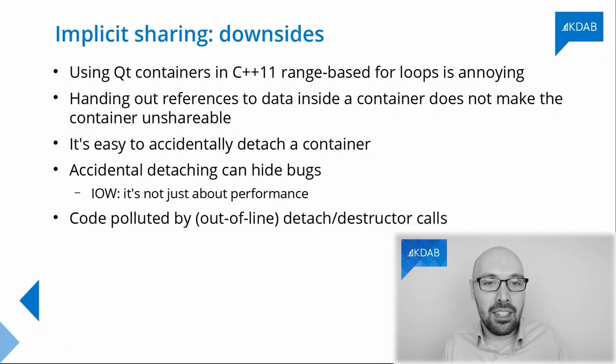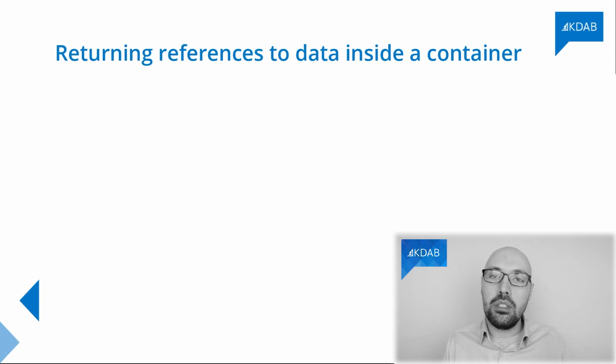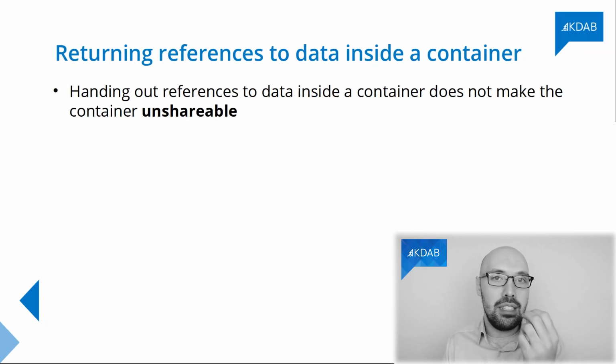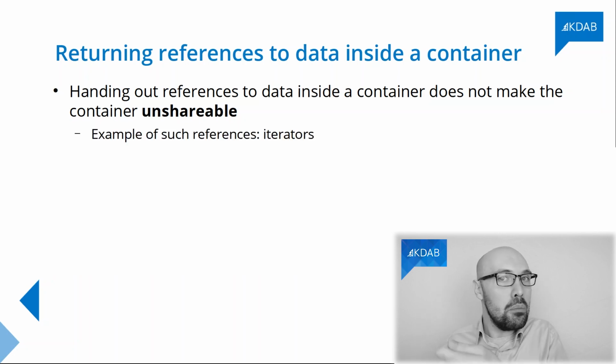and this accidental detaching may actually hide some bugs. So let's discuss these points in much more detail. The first point is about returning references to data inside a container. So if I have a container and I hand out a reference inside this container, Qt does not mark that container as not shareable. As an example of such a reference, for instance, an iterator pointing somewhere inside a container.